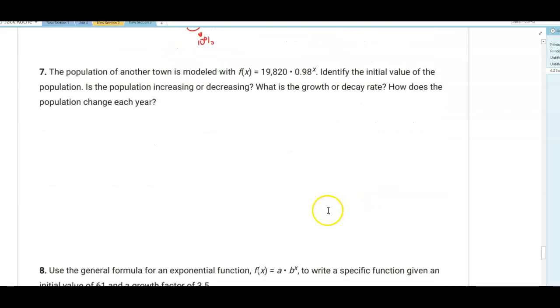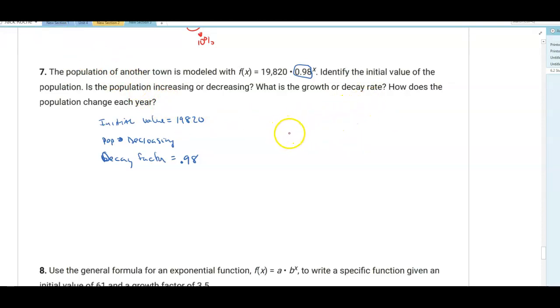All right. Number 7, the population of a town is modeled by f of x equals 19,820. Identify the initial value. The initial value is 19,820. Now your population is decreasing now. How do I know that? Because this number here is less than 1. So my growth or decay factor, in this case decay factor, is 0.98.